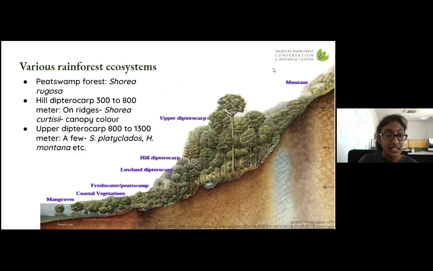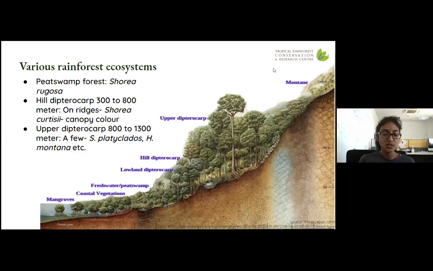And in a hill dipterocarp forest, which is the forest type that you categorize from 300 to 800 meters in altitude, you find Shorea curtisii. And it's very easy to spot Shorea curtisii from afar, because when you look at a Shorea curtisii tree from far, you see that the canopy is a bit bluish, grayish-like. So when you look at this crown, you can instantly know, okay, this is Shorea curtisii. So from 300 to 800 meters is the hill dipterocarp.